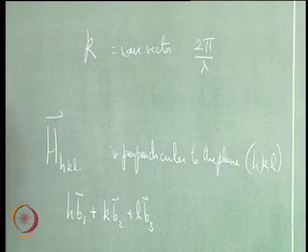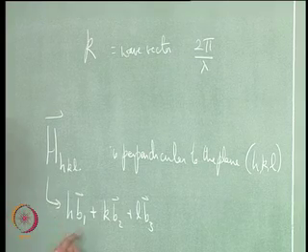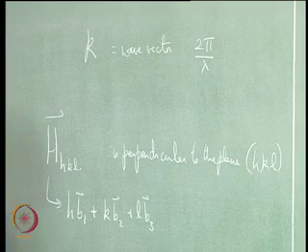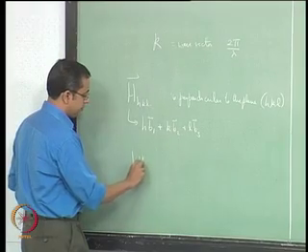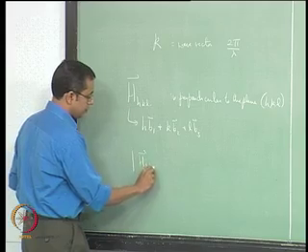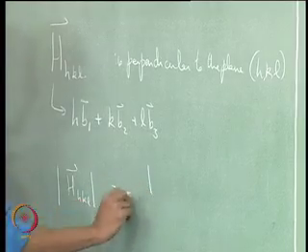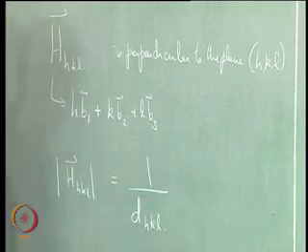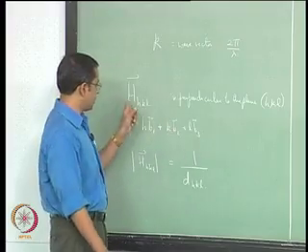Okay, so this is what the HKL is. And this vector is going to be perpendicular to the HKL plane in real space. The modulus of HKL is simply 1 by DHKL. The spacing between these planes, that is the value of this modulus.